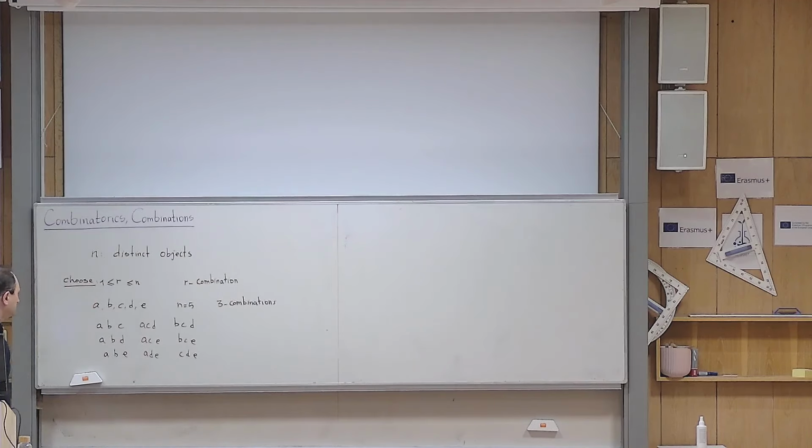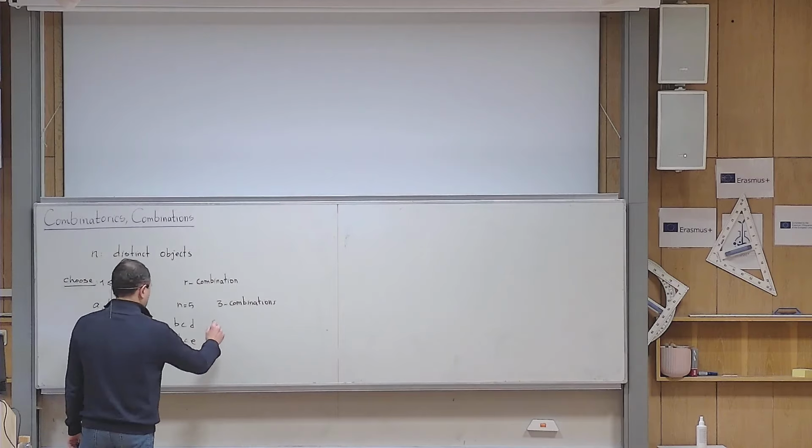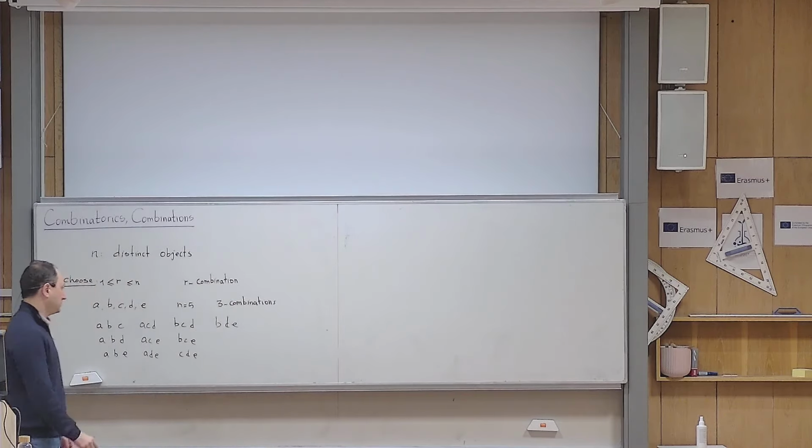Yes, there should be one more. Do you see any other? I know that by the formula that I have, there should be 10 of them. Do you see anything that I am missing? A, B, C, A, B, D, A, B, E. B, D, E is not there. Yes, thank you. So these are the 10 ones. Each one of them is called a 3 combination.